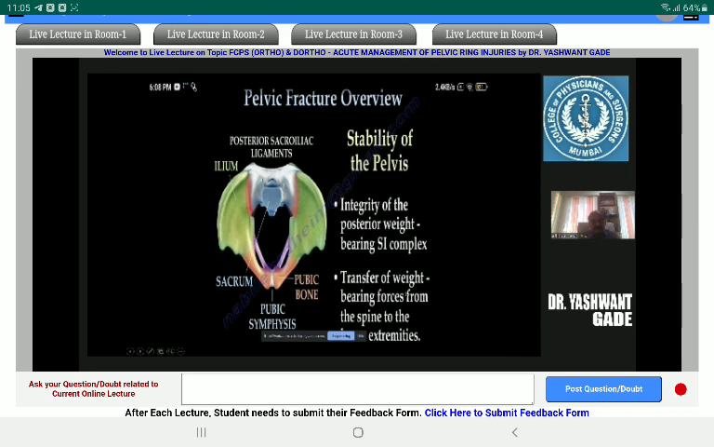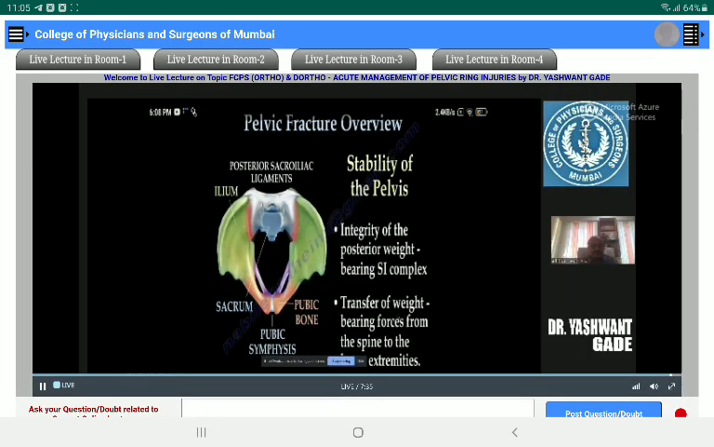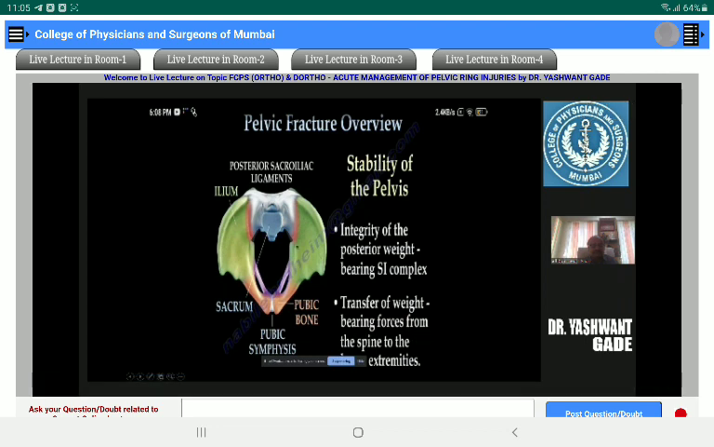Now the transfer of the weight, which occurs between the bearing forces from the spine to the extremities, that transfer of the weight happens through the sacroiliac joint. So posteriorly there is a sacrum, on both sides there is ilium, on the anterior side there is pubic bone, which is joined by pubic symphysis.